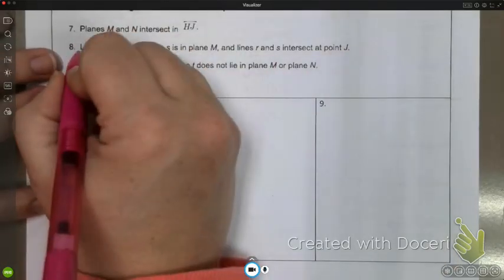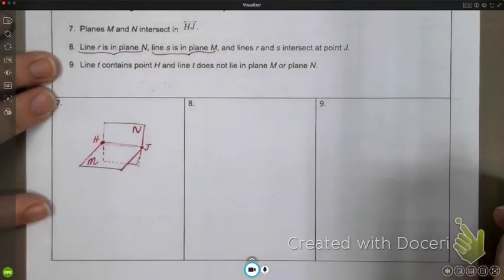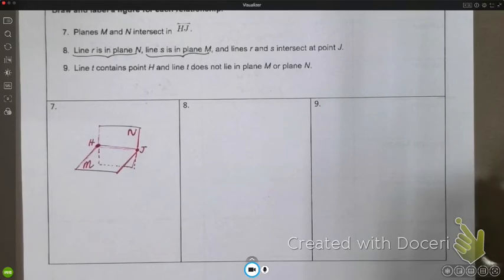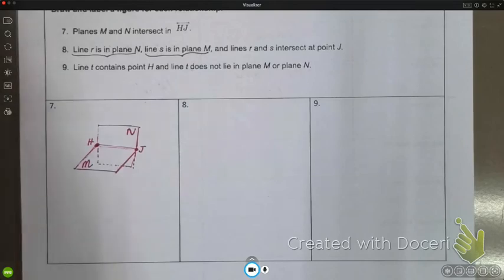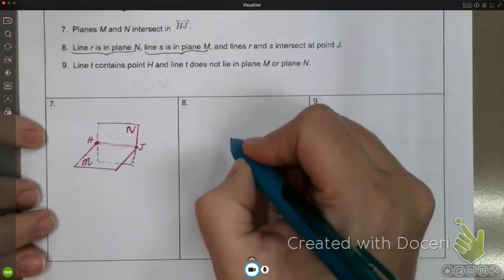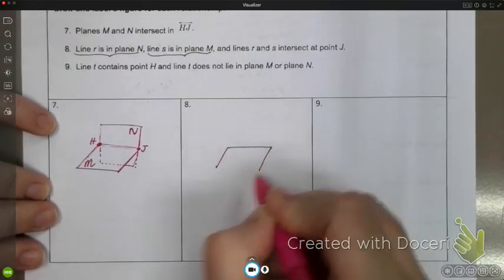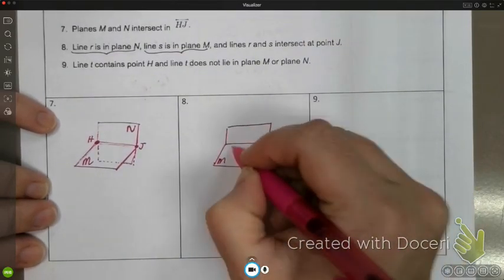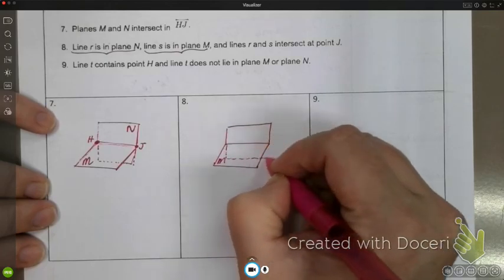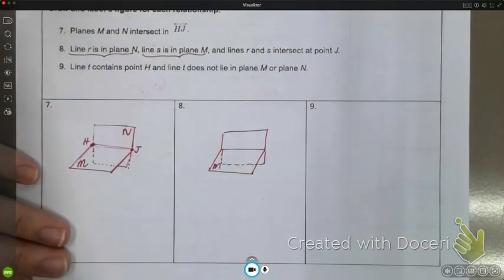Line R is in plane N. Line S is in plane M. And R and S intersect at point J. So that could kind of go with this picture, couldn't it? Let me use a different color and draw it in here. Actually, let me start off with, I'm just going to draw that picture again really quick. M, and then something like that, yeah? So, oops, let me label that one, that's N.